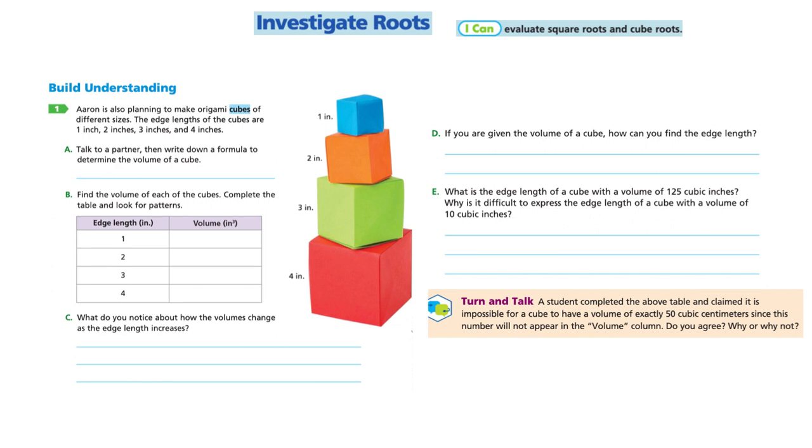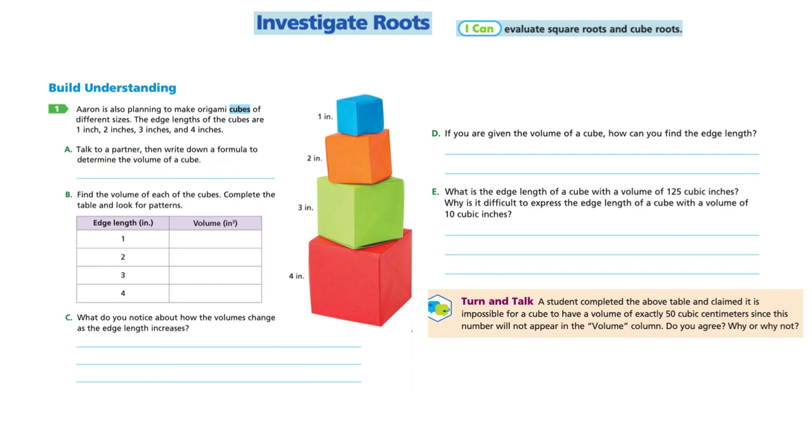Let's look at the build understanding, and then I'll have you pause and work on it on your own before we write it out together. So it says Aaron is planning to make origami cubes. So here's those of different sizes. The edge lengths of the cubes are 1 inch, 2 inches, 3 inches, and 4 inches.